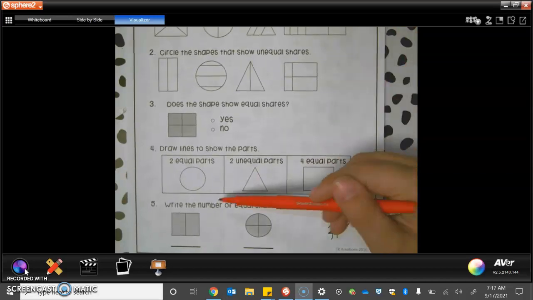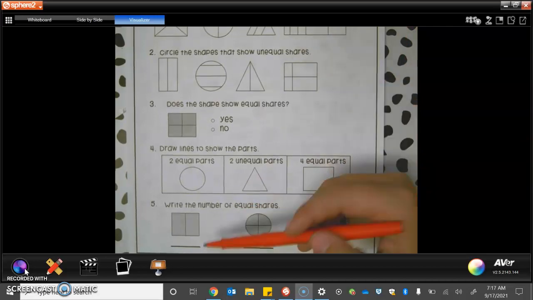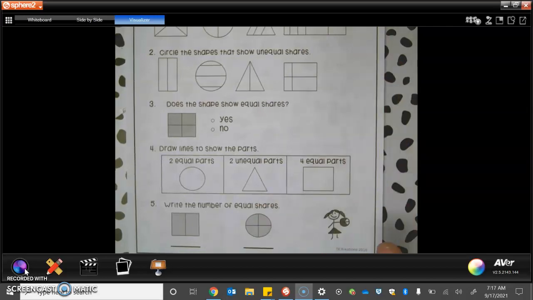Number 5, write the number of equal shares. So how many equal shares do these 2 shapes have? Write it on the line here. And pause if you're not ready to continue, and if you are, go ahead and turn your page over.